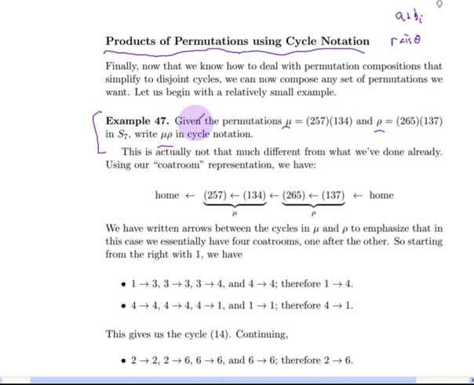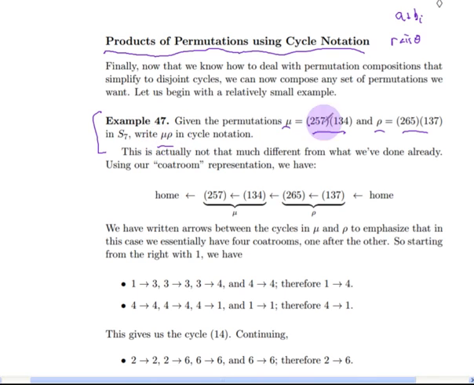I have one permutation here consisting of 2 cycles, another permutation consisting of 2 cycles. And notice that although these 2 cycles are disjoint, this cycle is certainly not disjoint from this cycle, and this cycle is not disjoint from this cycle. So it really does matter. Mu composed rho is going to be different from rho composed mu. All right, so let's represent the multiplication.